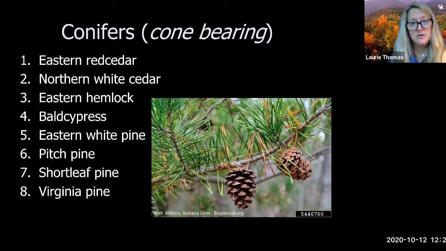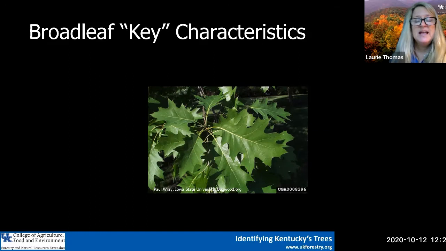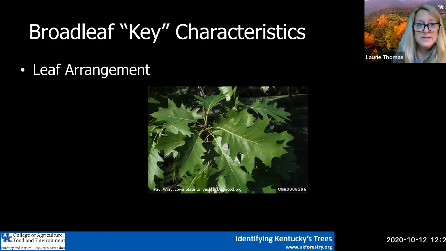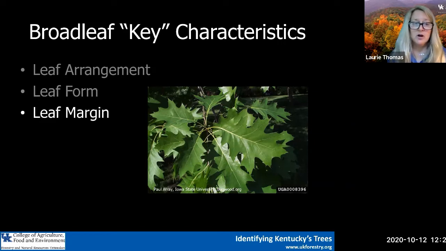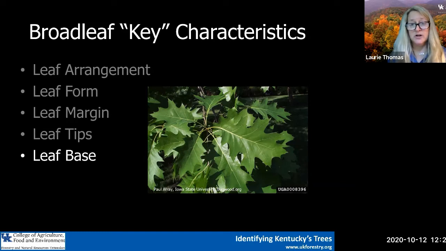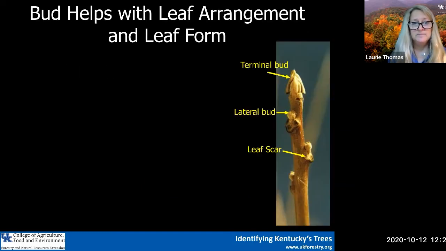All the rest of those 120 are going to be our broadleaf trees. And so some of the broadleaf characteristics that we're going to go over: leaf arrangement, because just like with our conifer trees, we talked about the needles, either they were scale or needle-like, and if they were grouped or single. Well, we've got characteristics for broadleaf trees too. So we're going to talk about leaf arrangement, what that means, leaf form, leaf margin, a little bit on leaf tips, and leaf base can also be a good characteristic used in identification as well.